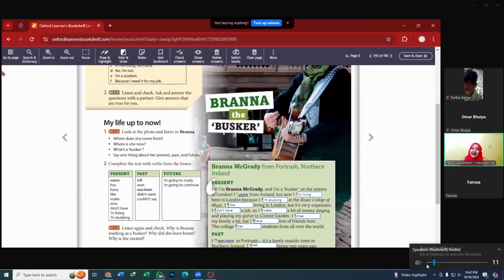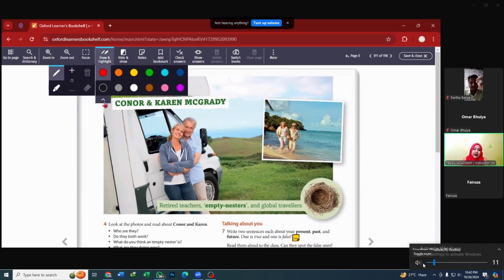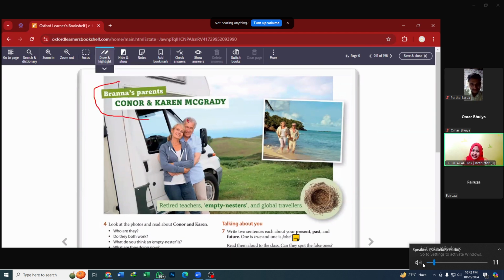Okay, now that we're done with our first page, we will move to our second page. Here we are seeing an elderly couple, right? We can see an elderly couple in an open space with a van with them. It is written, who are they? They are Brana's parents. We just learned about Brana, right? We got introduced to Brana, who is a busker in London.